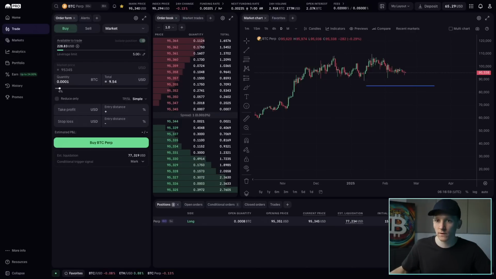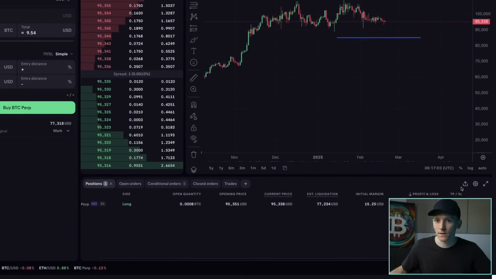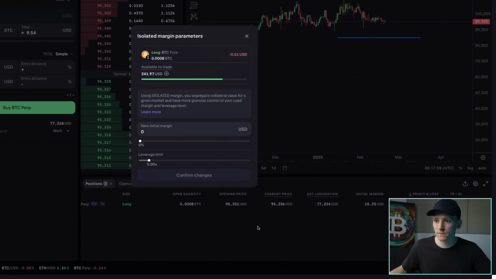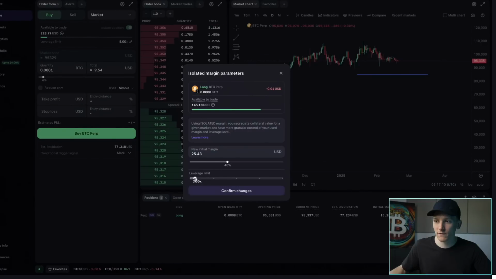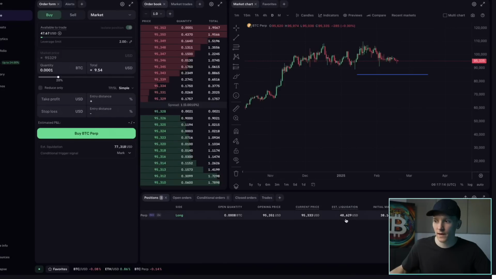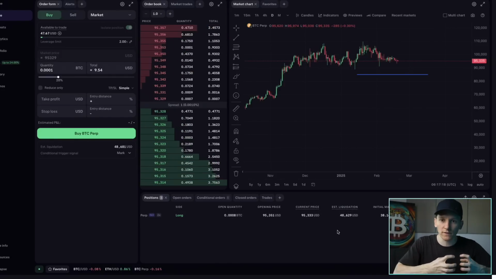I can also go to these 3 dots just above my head here. You can't see it right here. Just here are the 3 dots. So I'm going to click that. It says change isolated margin, and let's move it back down to 2x like this. Confirm changes. You should be able to see that the estimated liquidation now moves away again. So I'm literally taking dollars in and out of the trade to change how much leverage the trade is in relation to my cash.